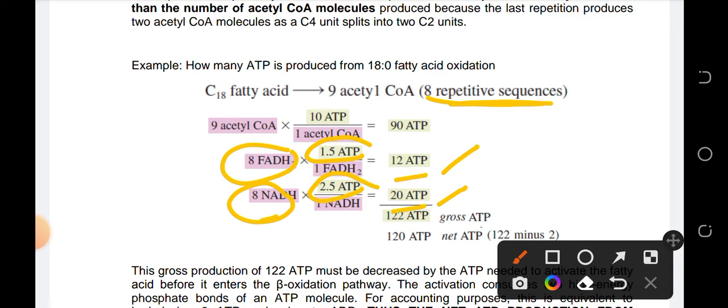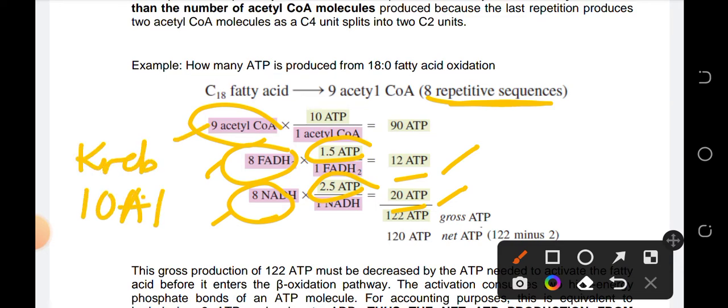But, remember, hindi lang NADH and FADH2 ang napoproduce natin during beta oxidation. Nakaproduce din tayo ng 9 acetyl-CoA. And remember, this acetyl-CoA could enter Krebs cycle. At alam natin during Krebs cycle, we are producing 10 ATP. Kaya 10 yung ating multiplier. And we have here 90. So all in all, the total is 122. That's the gross ATP for one fatty acid only.